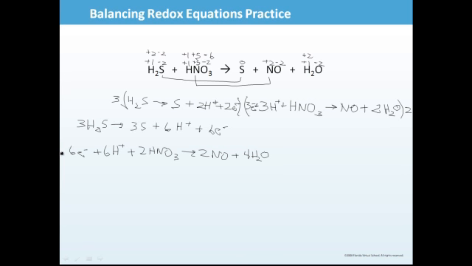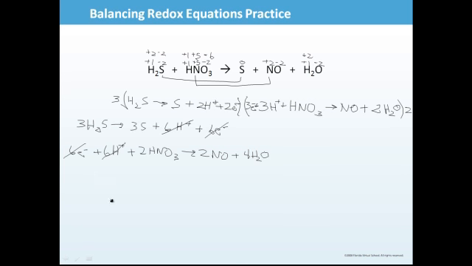Alright, now the last step is to add these together to write our final equation. If you notice, I have 6 H+ on the right side of the arrow, and I have 6 H+ on the left side of the arrow. So I can cross those out, because that tells me that they did not react since I have them on both sides of the arrow. Same thing is true for the electrons. I have 6 electrons on the product side and 6 electrons on the reactant side. Your electrons will always cancel out. If they don't, then something's not right and you need to go back and double check it.